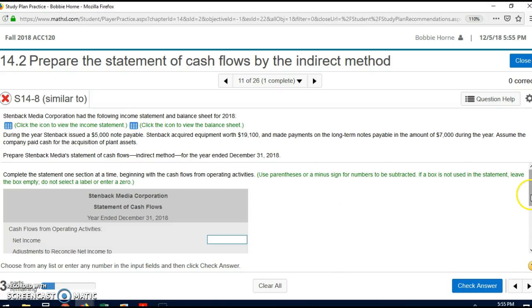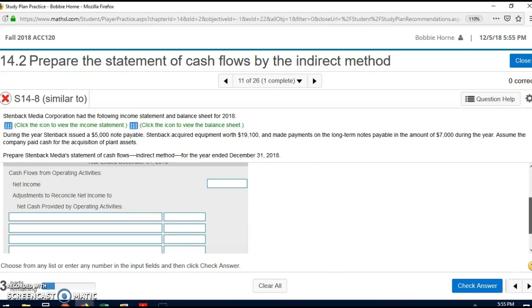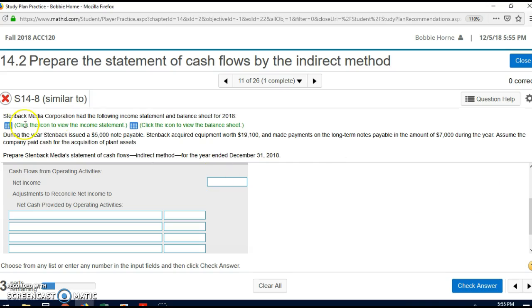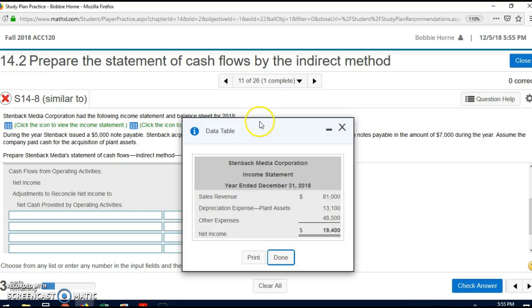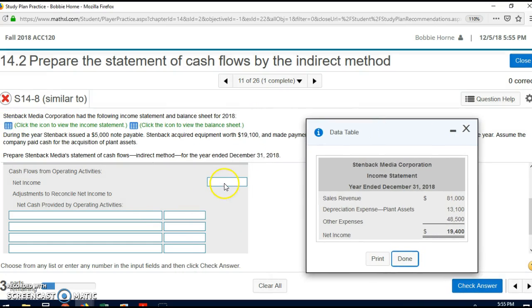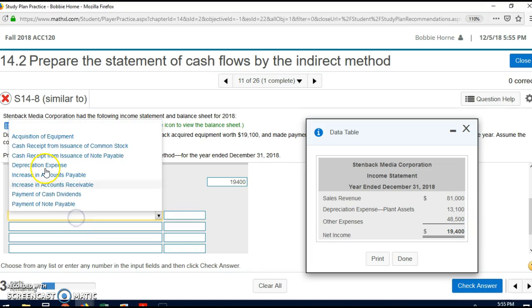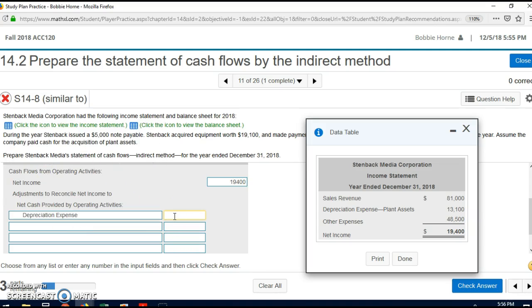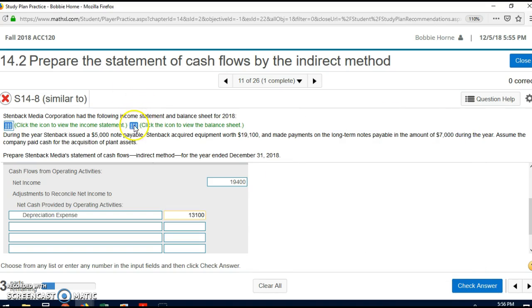Okay, so we're going to prepare the statement of cash flows, first the operating section. First we need net income, and net income is $19,400. We have depreciation on here that we need to add back. So add back depreciation, which is $13,100. That's all from the income statement.